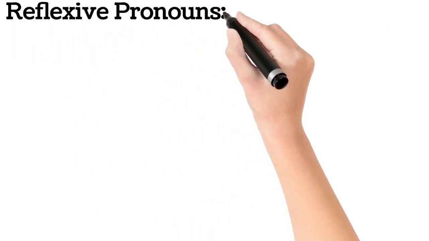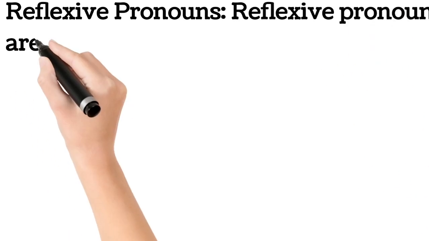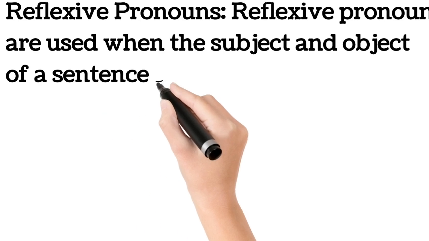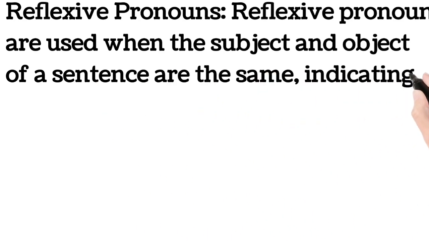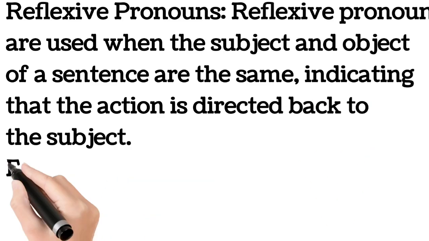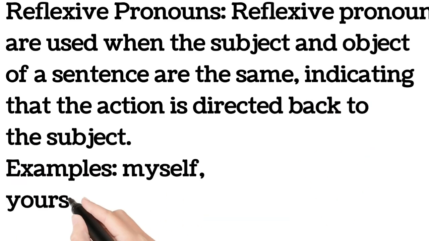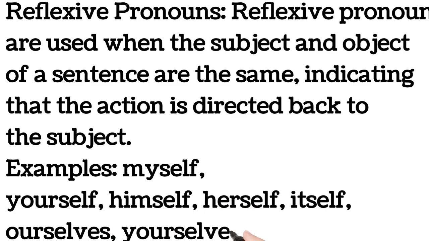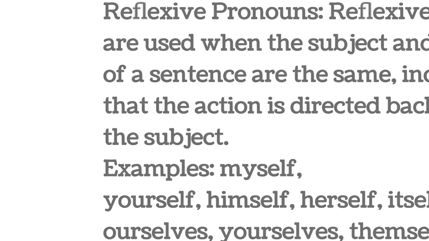Reflexive pronouns. Reflexive pronouns are used when the subject and object of a sentence are the same, indicating that the action is directed back to the subject. Examples: myself, yourself, himself, herself, itself, ourselves, yourselves, themselves.